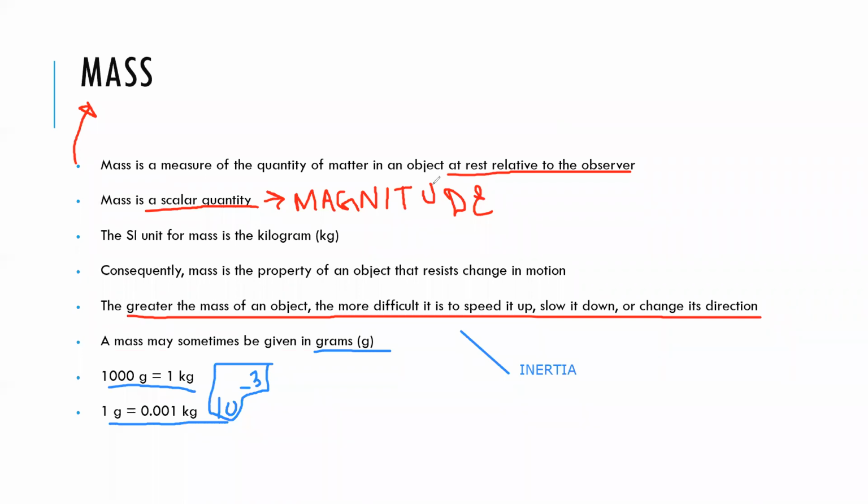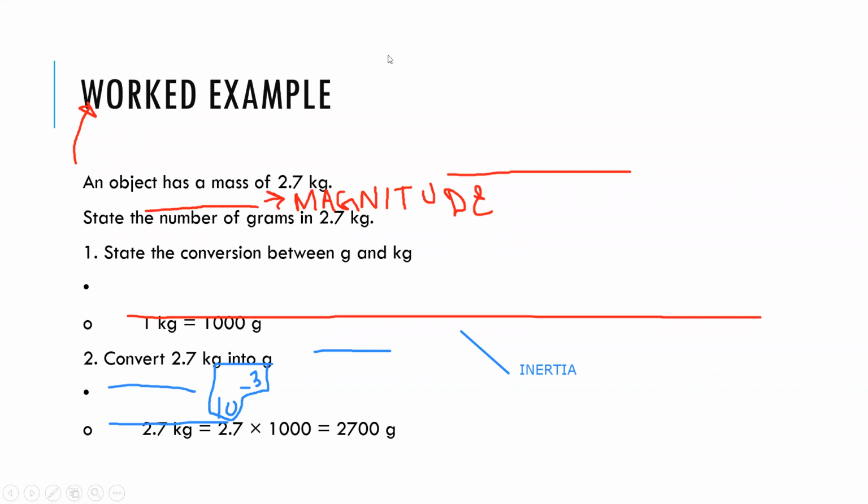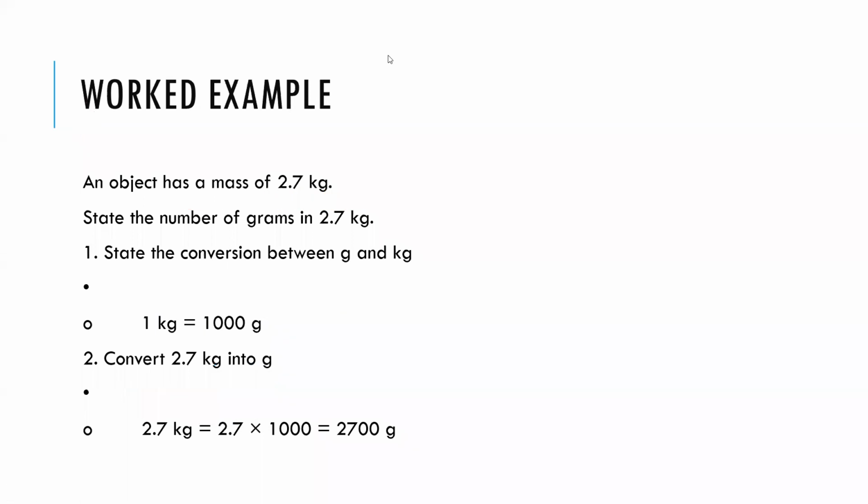And moving forward, this is an easy topic, and I'm sure all of you must have learned this in mathematics previously, that is conversion. So here are a few worked examples, and we'll just go through them. An object has a mass of 2.7 kg. State the number of grams in 2.7 kg. First, we write 1 kg is equal to how many grams, and then we convert it. So that is 2.7 kg into gram. That becomes 2.7 kg into 1,000. That is 2,700 grams. So this is all about grams.